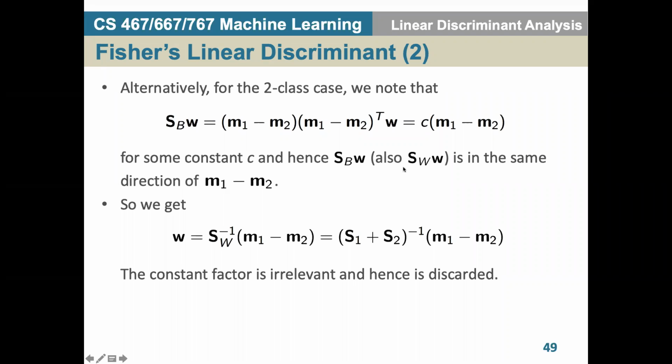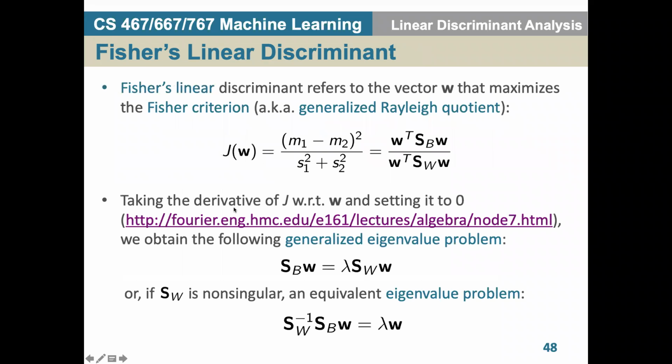Up to the constant, they are in the same direction. So basically we say S_B W is in the same direction as M1 minus M2. So we can get W. W is really, let's go back.